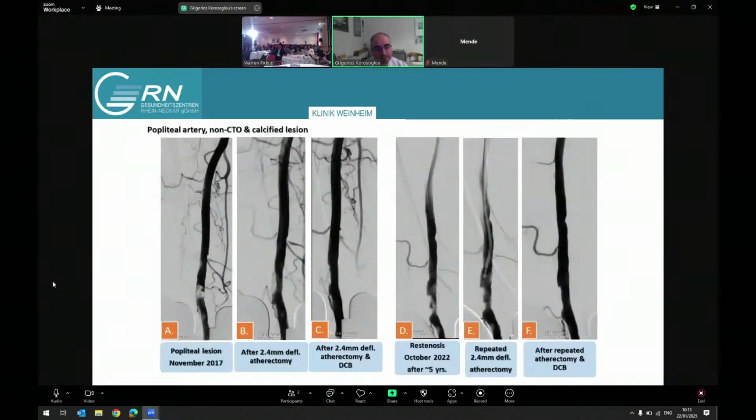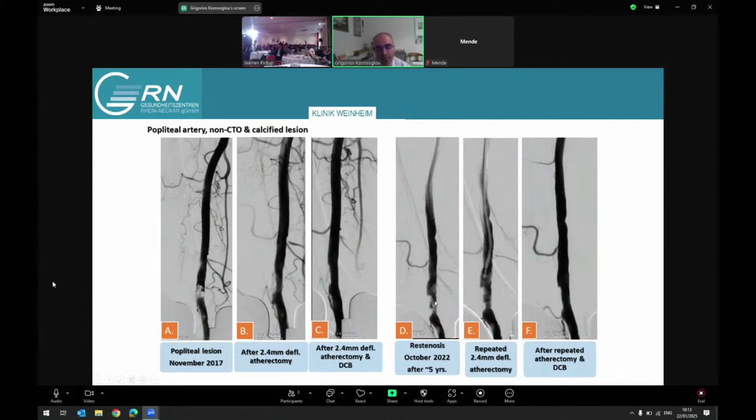Last but not least, some case examples for the popliteal artery. Here you can see a lady that came to us 6 years ago with lifestyle-limiting claudication. We did atherectomy and DCB for her popliteal artery. She came back 5 years later with a similar lesion.